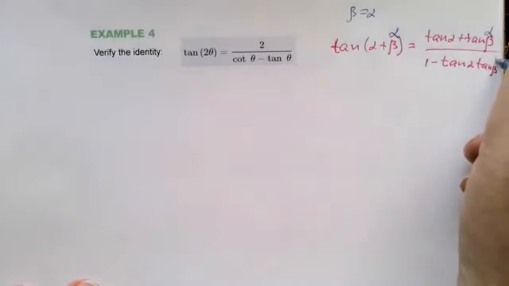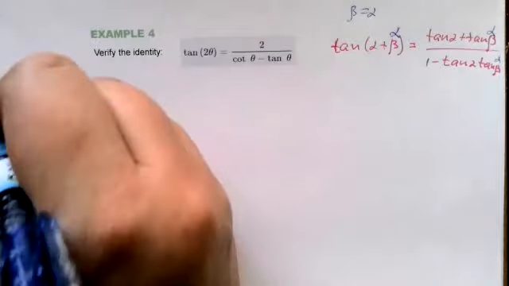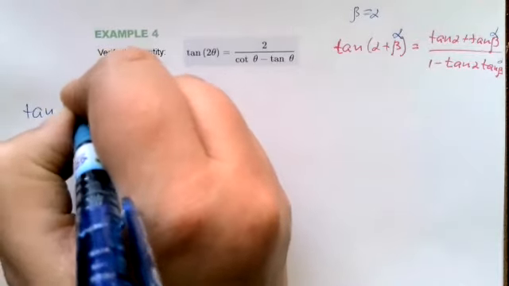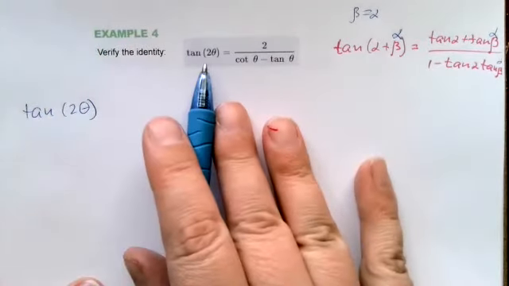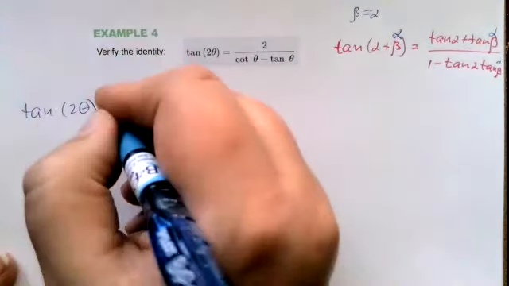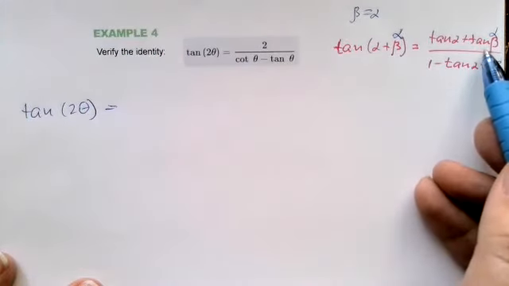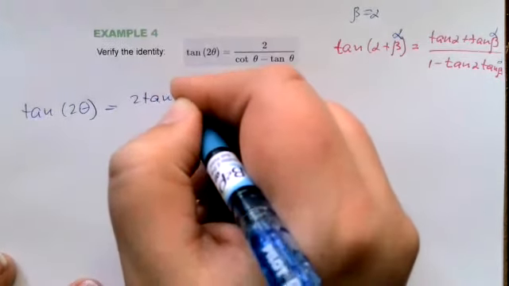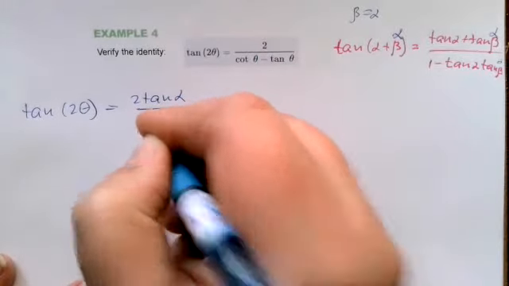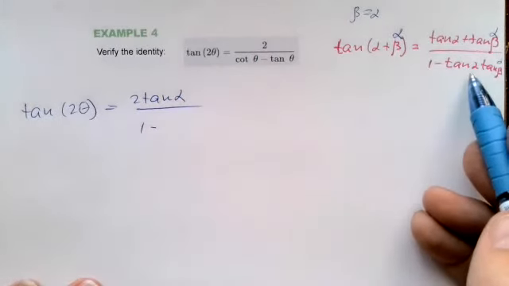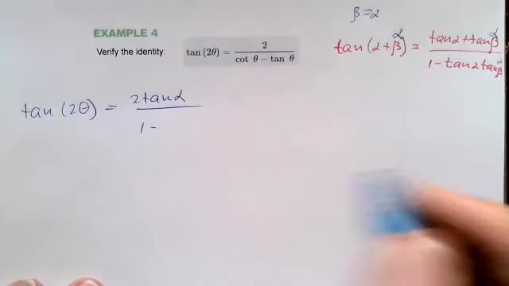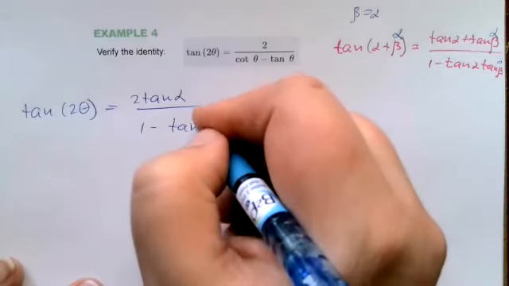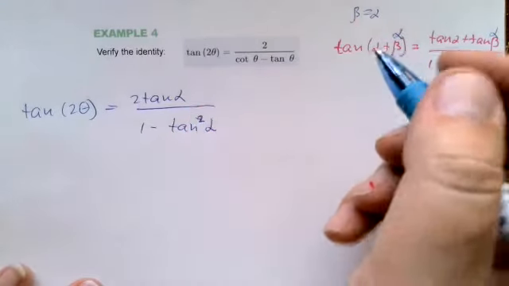Okay. And so what do we have now? Here we're going to have tangent 2 theta. On this side, I'm going to have tangent alpha and tangent alpha, so that gives me 2 tangent alpha. And on the bottom, I have 1 minus tangent alpha multiplied by tangent alpha. So that gives me tangent of alpha squared. All right.